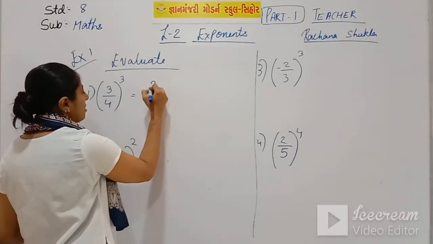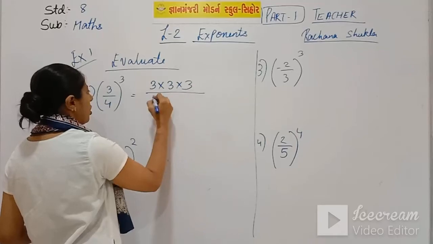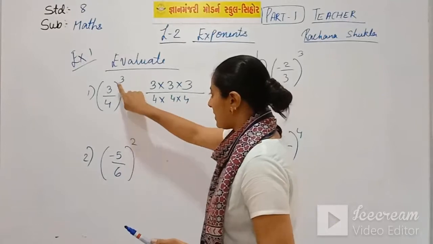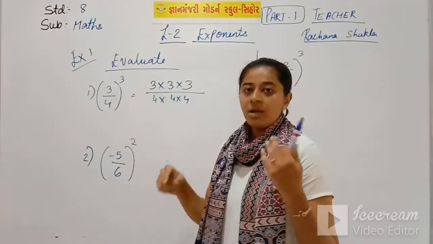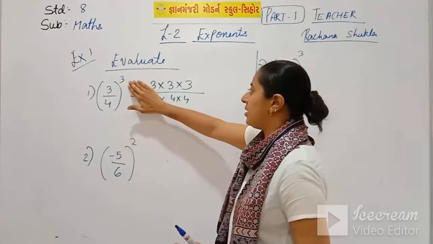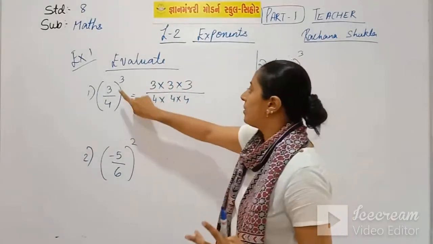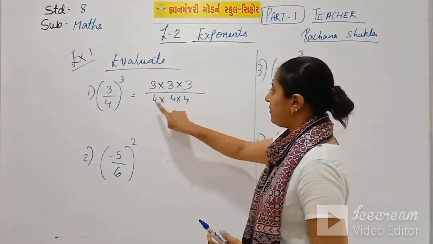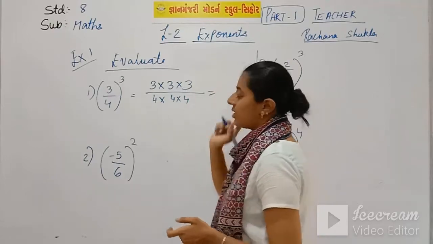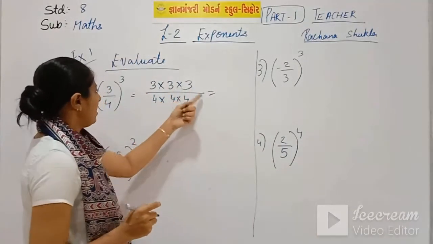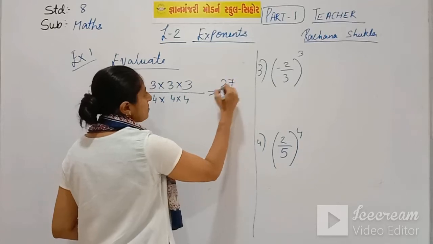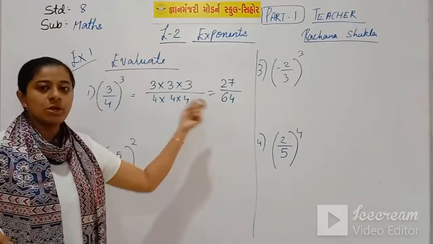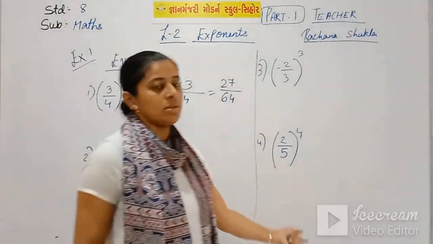You have to evaluate 3 upon 4 to the power 3. So 3 into 3 into 3 upon 4 into 4 into 4. We have to multiply the base, that is 3 upon 4, 3 times. How many times? 3 times, because here the power is 3. So multiply this number and this number 3 times: 1, 2, 3, 1, 2, 3. Then you will write down your answer. 3 3s are 9, 9 3s are 27 upon 4 4s are 16, 16 4s are 64. This is your answer. Like this way you will do all the sums.